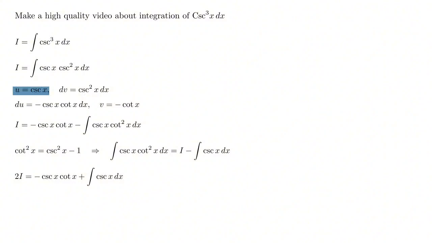An I shows up on both sides, and that lets us isolate I like a normal algebra problem while keeping the equality valid. Getting I on both sides is the goal, because now we can solve for I directly. So everything boils down to the simpler integral of cosecant x.